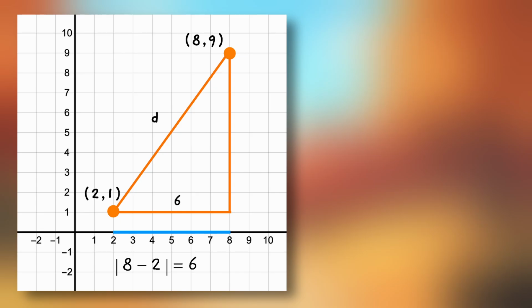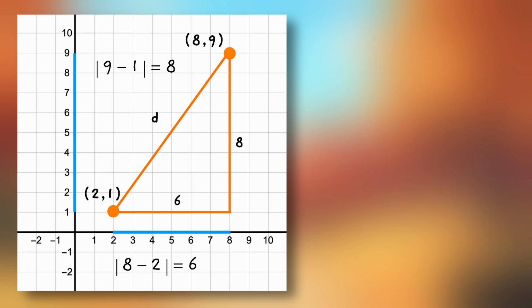And now to find the length of the other leg of the triangle, imagine projecting these 2 points onto the y-axis. In that case, the bottom point starts here because it has a y-coordinate of 1, and that is 1 on the y-axis, and the top point has a y-coordinate of 9. So the distance between 1 and 9 on the y-axis is the same thing as the length of the other leg of the triangle. And once again, we use the formula we saw in the beginning, and that is the absolute value of 9 minus 1, which is 8. So the length of this leg of the triangle is 8.